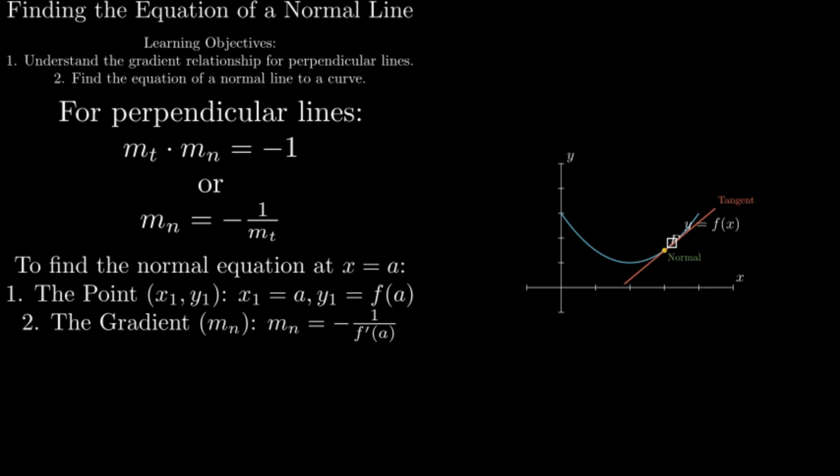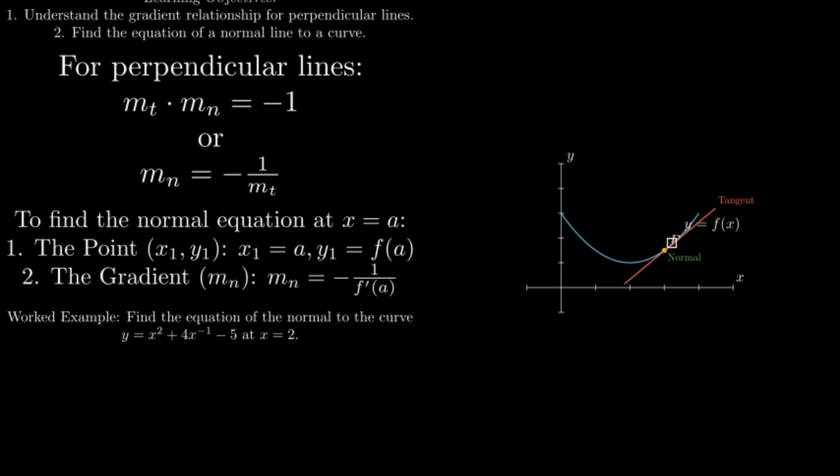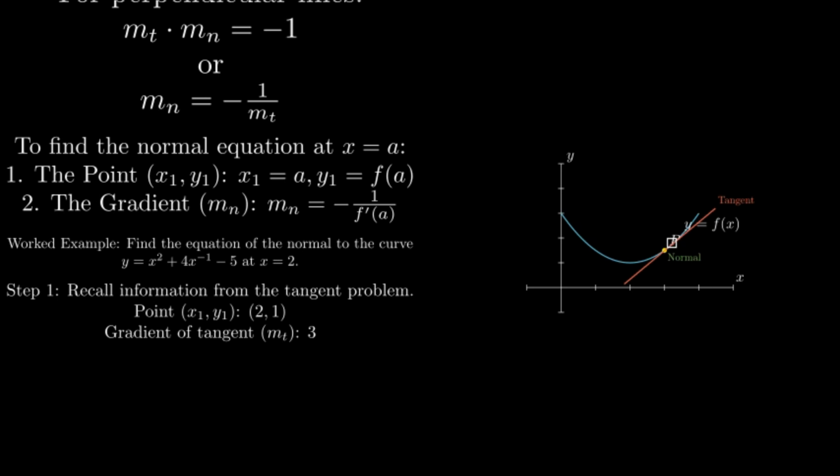Let's continue with our previous example to make this clear. We're finding the normal to the same curve, y equals x squared plus 4x to the -1 minus 5, at the same point, x equals 2. We've already done most of the work. Let's recall what we found. From our last example, we know the point of contact is (2, 1), and the gradient of the tangent line at that point is 3.